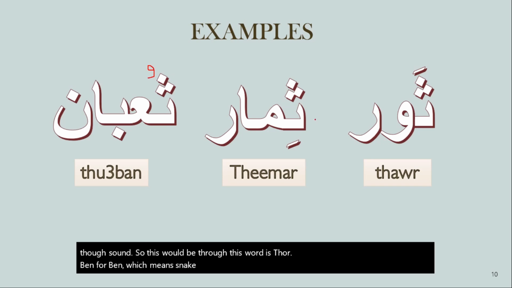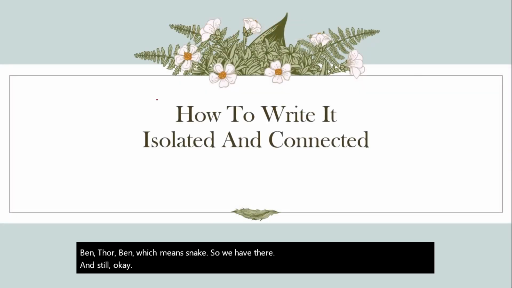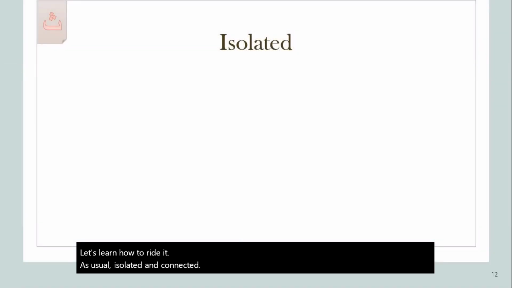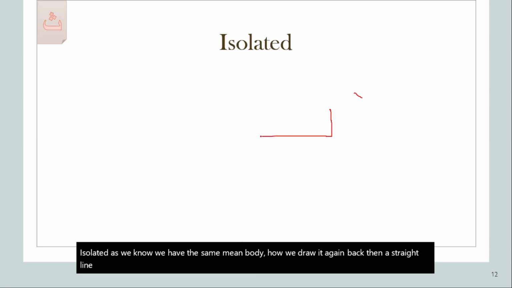So we have tha, thi, and thu. Okay. Now let's learn how to write it. As usual, isolated and connected. Isolated: as we know, we have the same main body. How we draw it, again: back, then a straight horizontal line, then the front, okay?